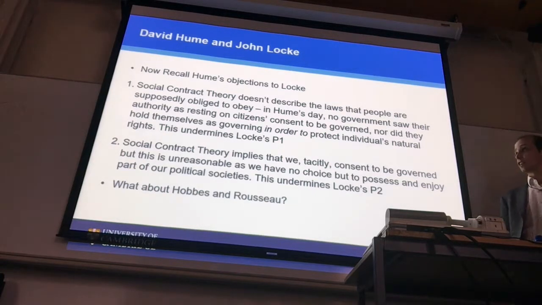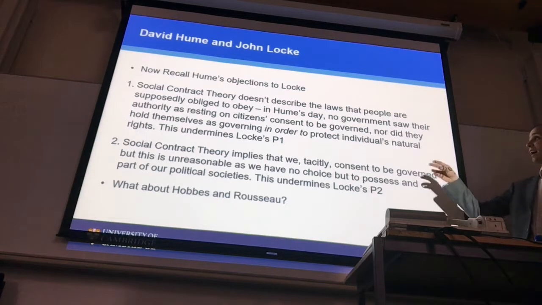Hume's second objection also works perfectly against Locke's second premise. Locke claims explicitly that it's our being in a country that means that we have consented to the law of that country. And this is exactly the situation that Hume is describing. Is it really simply our being on a ship that means that we've consented to the law of the captain, even if we had no choice whether to be there or not? So these objections fit Locke's argument.